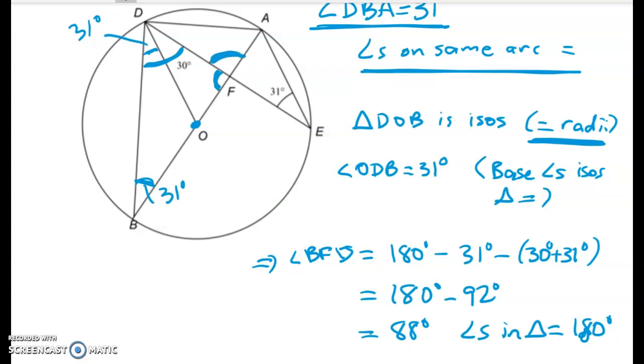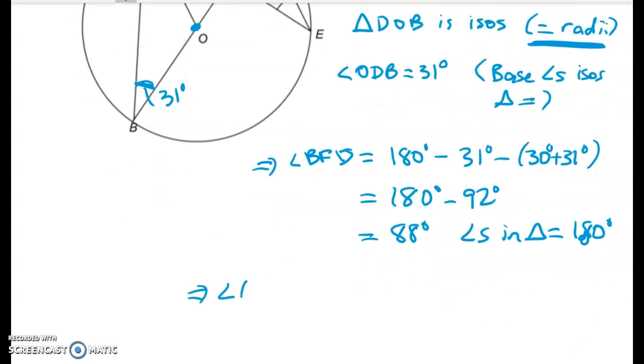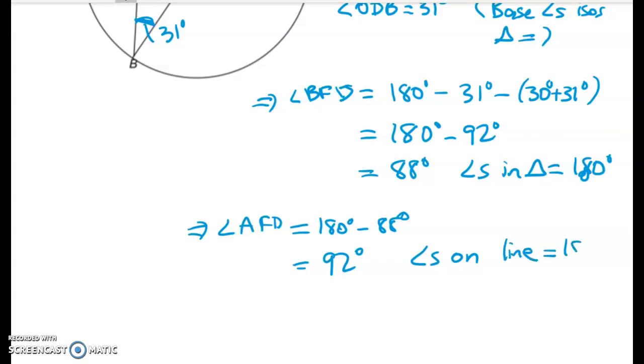We're just going to use the Year 9 rule about angles on a line. So angle AFD, or DFA, is equal to 180 minus 88, which equals 92 degrees. So that's what we had to find, so we're finished. But I'm going to show you two other sets of reasoning that would have got us there.